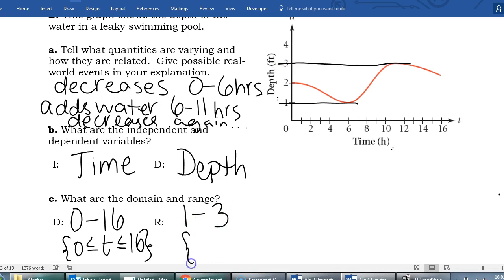And again, if you wanted to get technical, you might say 1 less than or equal to depth less than or equal to 3. But just 1 to 3 is all I'm really looking for.